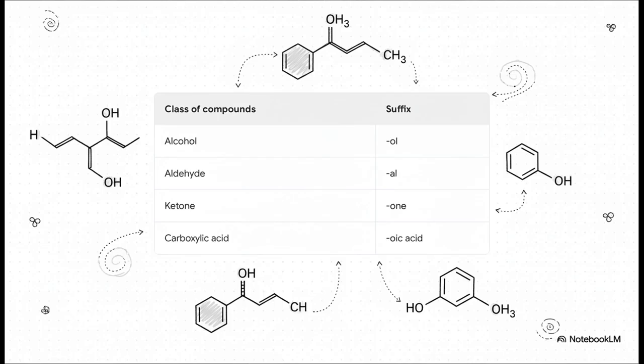If you see a carbon double bonded to an oxygen right at the end of a chain, that's an aldehyde, and it ends in -al. Now, if that same C=O group is stuck in the middle of the chain, it's a ketone, and it ends in -one. Each group has its own unique suffix that tells you exactly what family the molecule belongs to.